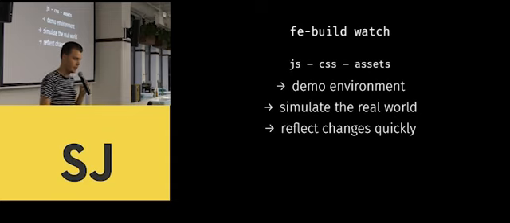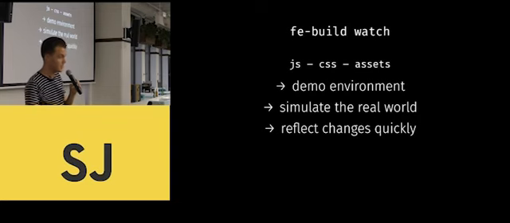FE build has two build tasks. One is our watch task. It compiles our JavaScript, our CSS, and plays around with our static assets. It includes things like a demo environment. We have something similar to, what's it called? Storybook. Yeah, so before we knew about Storybook, we built our own demo environment. It's quite similar to Storybook, it has similar features and that kind of stuff.